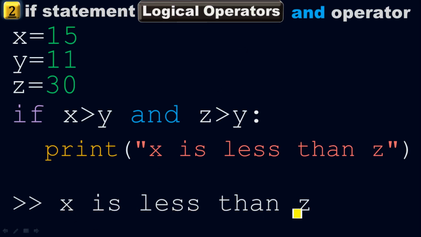x is less than z. It will be printed only if both of the terms, both of the statements, are true. If one statement is untrue, for example, if the first one is not satisfied, it will not show a result in the final output, because it is a one-way decision.